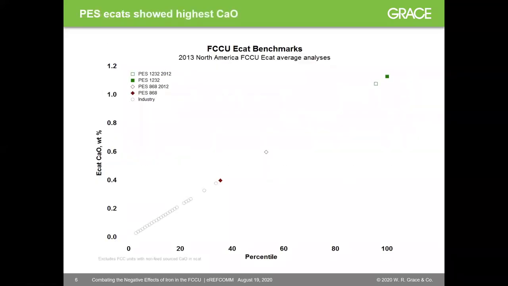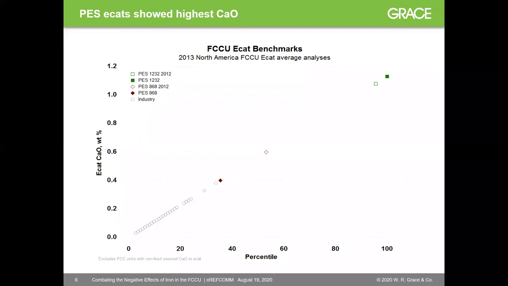Calcium also deposits on the catalyst surface and can contribute to blocking the pores. This leads to decreased conversion and increased bottoms yields. As Ecats had very high levels of calcium, as seen in the 2013 GRACE database for North American FCC unit Ecat analysis, high levels of calcium may reduce the iron tolerance of the catalyst. Therefore, the PES catalysts were potentially susceptible to poisoning of iron from much lower levels.